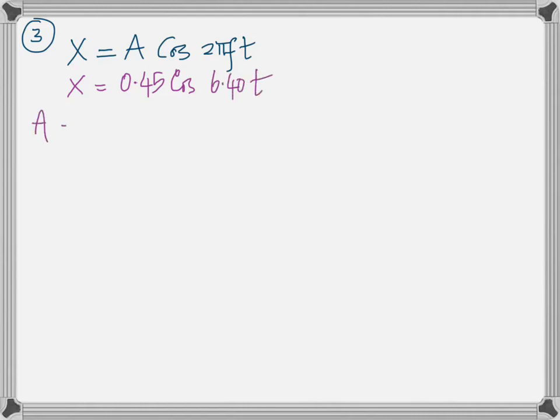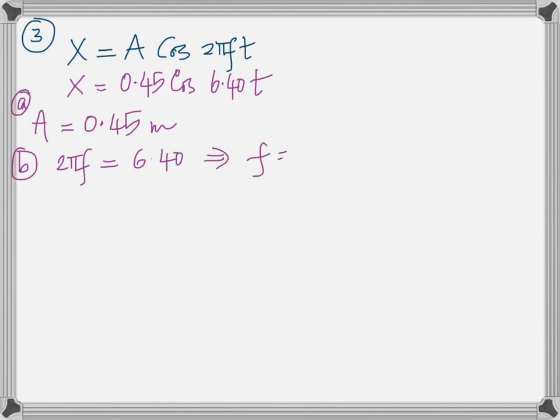In number 3, the equation is given and you compare it with the general one, which is x equals a cos 2 pi f t. And immediately you see that a is 0.45, 2 pi f is 6.40. So from that you can find the frequency as 6.40 divided by 2 pi, which you get as 1 hertz.